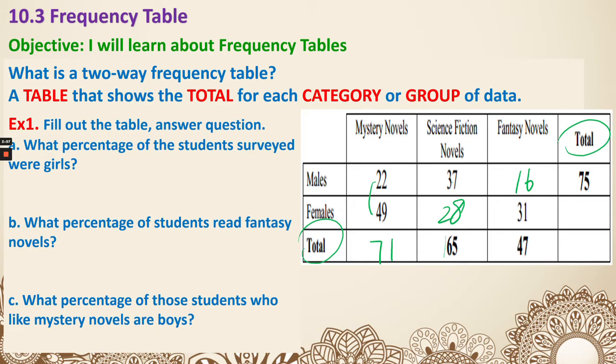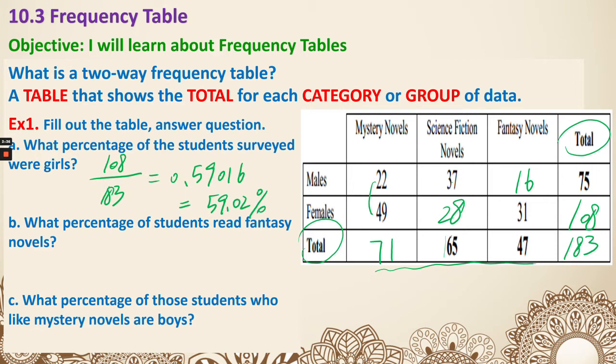And then horizontally, we're also going to add them up to find the total. So 49 and 28 and 31 added together is 108. And then 75 plus 108 is 183. We can also add the last row to check if we got the numbers right, and we did. Okay, answer the questions. What percent of students surveyed were girls? So girls, that's 108 over 183. We're going to get a decimal first, and then change it into a percent. The decimal is 0.59016. Change to percent, that's 59.02%. We move the decimal to the right twice to change into a percent.